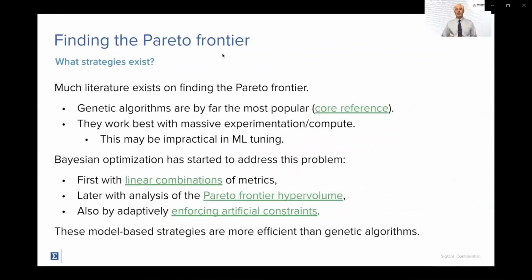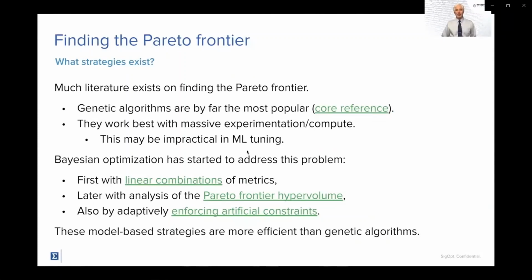Finding the Pareto Frontier can be done in a few different ways. In particular, genetic algorithms are by far the most popular, but they also work best with a massive amount of experimentation or compute in the case of ML training. And in reality, for ML tuning, the number of trainings required could go into the tens of thousands.